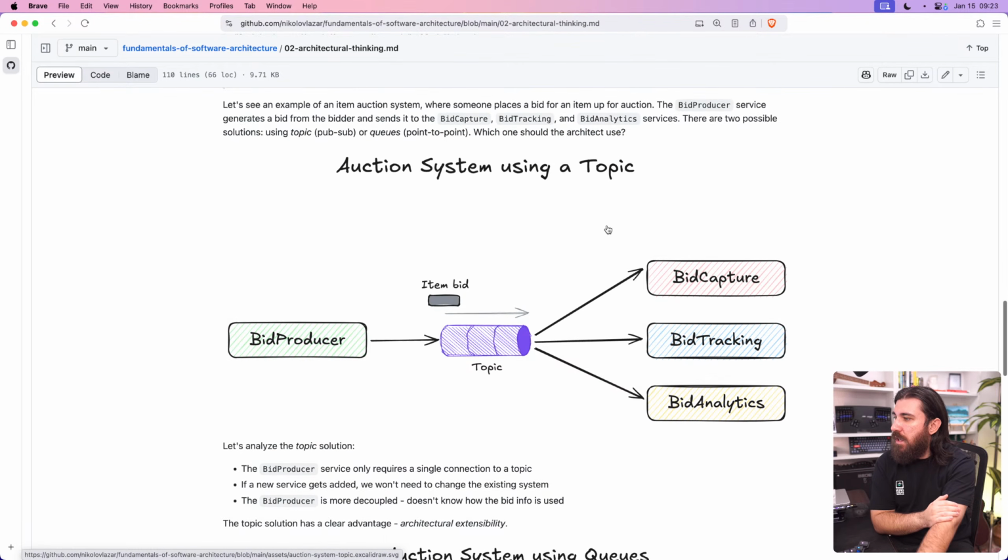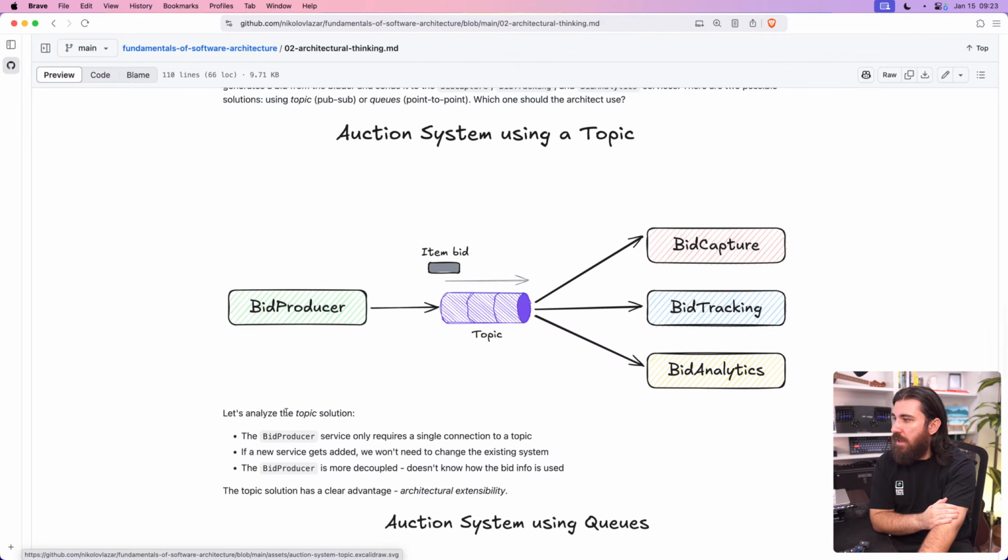So let's analyze the topic solution. Here's how it looks like. We have a topic here.